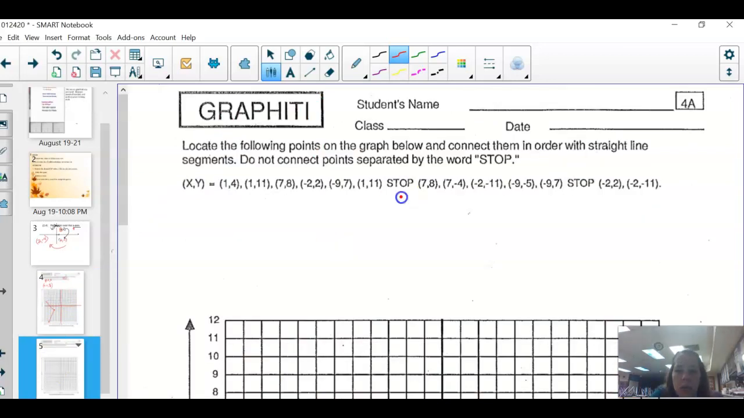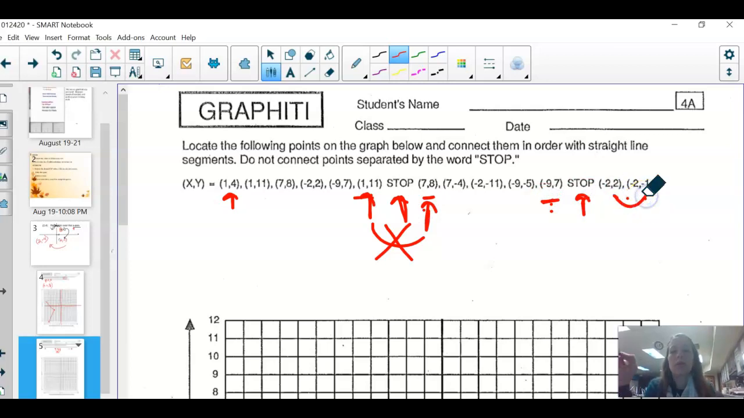Pero aquí, tú tienes la palabra stop. Okay? Y entonces es importante que tú necesitas parar. Y entonces, cuando tú tienes stop, tú no vas a conectar esto y este. ¿Ok? Tú vas a empezar aquí hasta aquí. Y entonces tú no vas a conectar este a este. Y tú vas a empezar aquí hasta aquí. Tú vas a parar otra vez. Y entonces tú vas a conectar solamente estos.